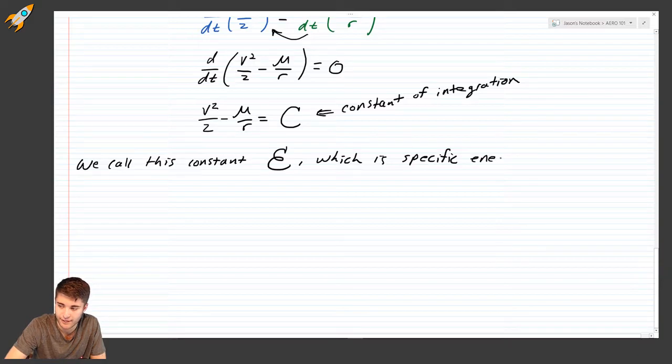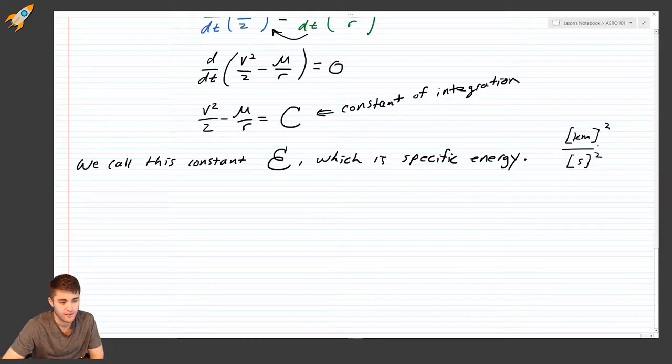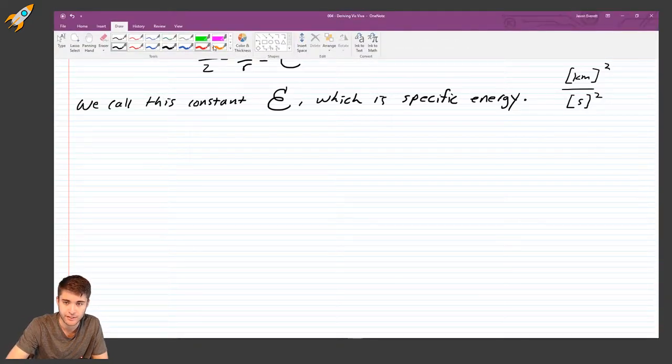Okay, specific energy has the following units. It has units of length, so it would be, for example, kilometer squared per time squared. Okay, those are the units. I really should do a units class one of these times to make sure we're up to date with all the different units. But all right, so now we've got a constant of integration, and we call this E, which is short for specific energy.